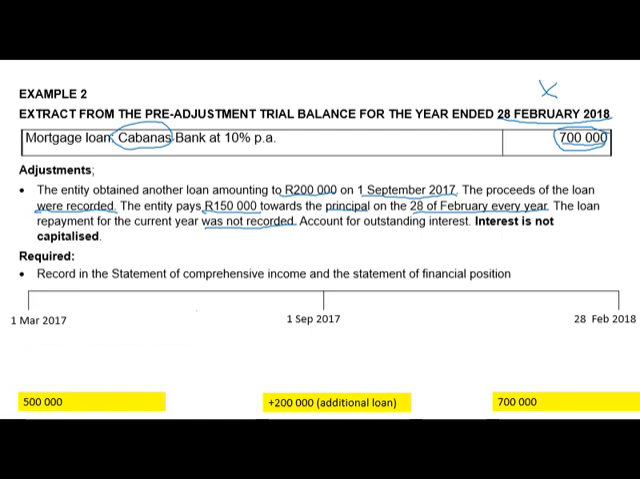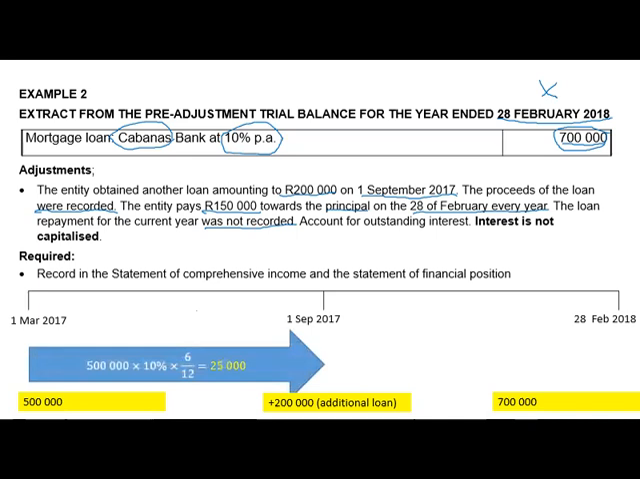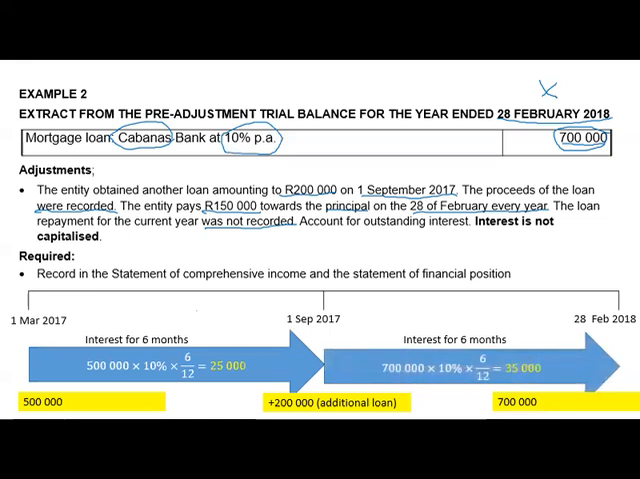So when I calculate interest, how much will be interest here? But for how long? 6 months. After 6 months, after the 1st of September, are we still owing 500,000? How much are we owing? 700,000. For how long? For another 6 months. Yes. For another 6 months. So that's how we'll calculate interest.